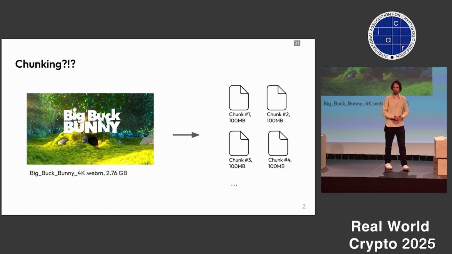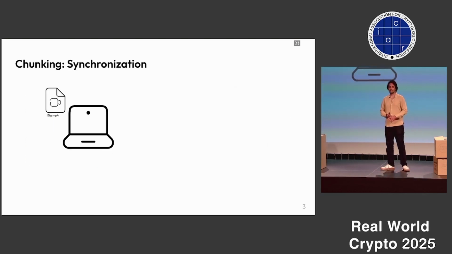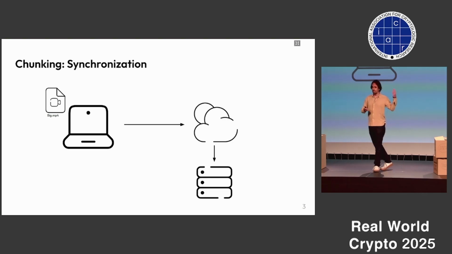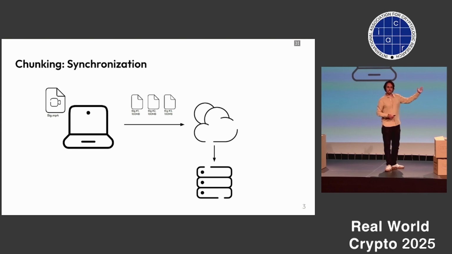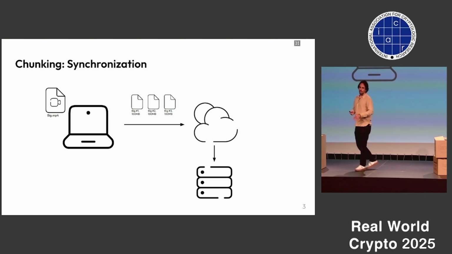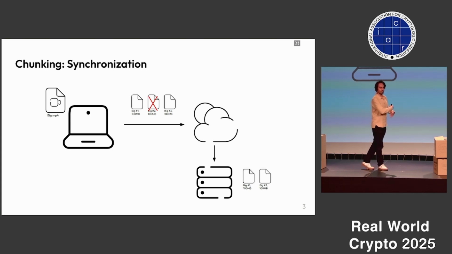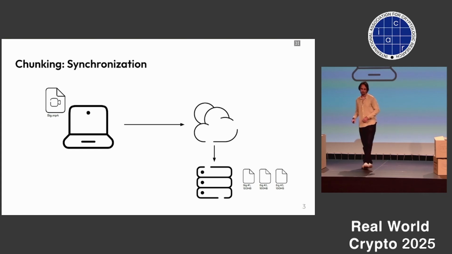And why would you want to do this? Well, let's take the setting where maybe you have this file on your laptop and you want to transfer it to your cloud server. Instead of moving the entire file in one go, you can send the chunks separately. So if something goes wrong over the network and one of these chunks gets lost, you don't have to restart transferring the entire file. You can just transfer the missing chunk.